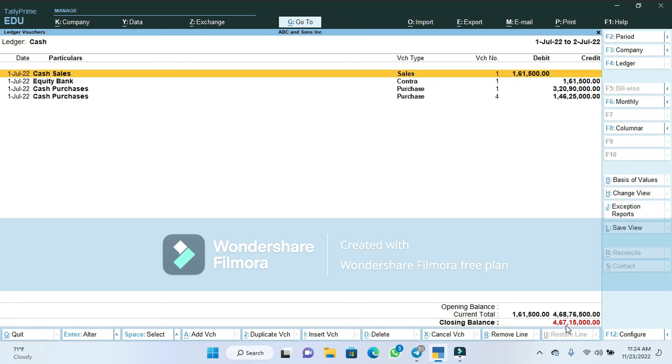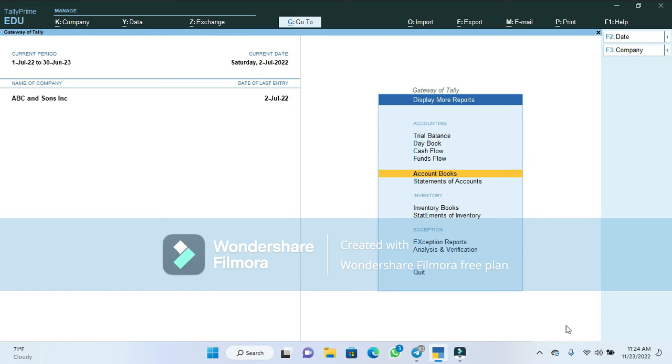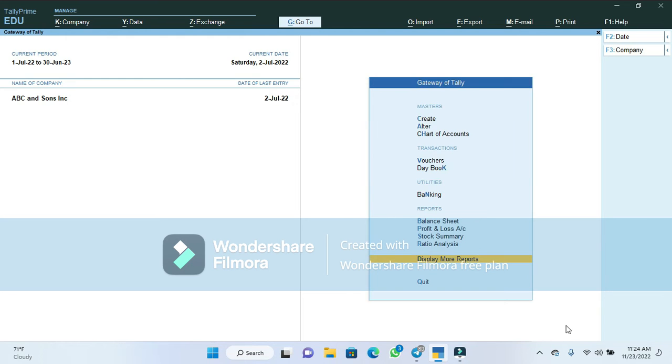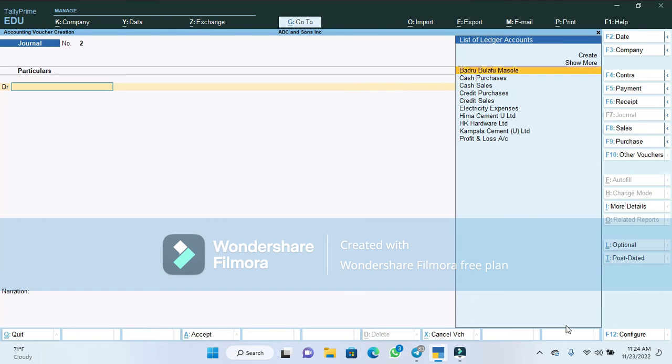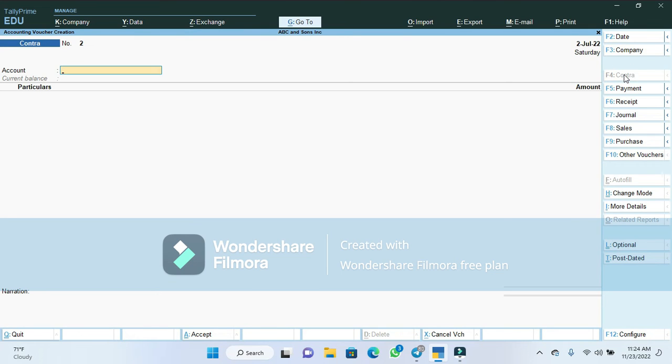To reconcile this, let us make a transfer of cash from Equity Bank. Let's transfer 50 million Ugandan shillings from Equity Bank to cash. So let's escape to the gateway of Tally. Go to vouchers, enter. Go to contra. Remember, contra entry stands for a transaction between two or more accounts in the same entity.